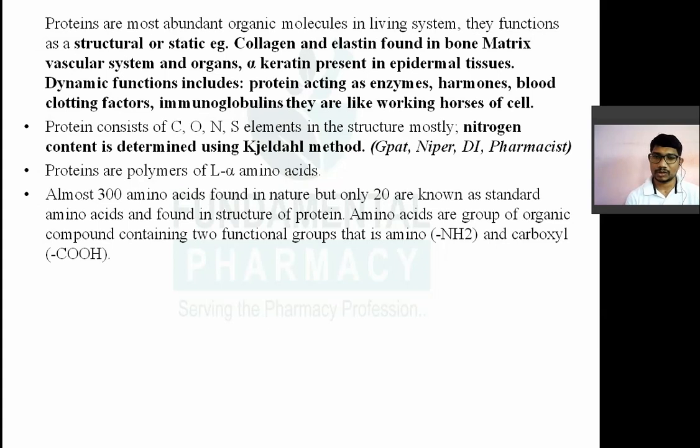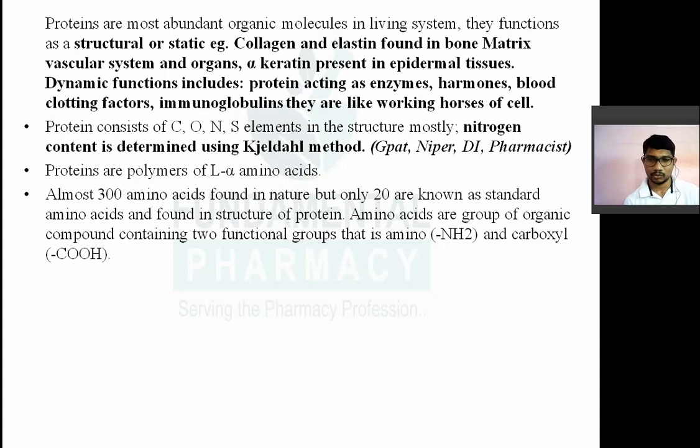21st amino acid also has been discovered. 22nd amino acid also has been discovered. इसके ऊपर क्वेश्चन आता है, बाद में बोलूँ। Which one is the 21st amino acid? Which one is the 22nd amino acid? So selenocysteine, pyrrolysine, etc. Amino acids are the group of organic compounds containing two functional groups.